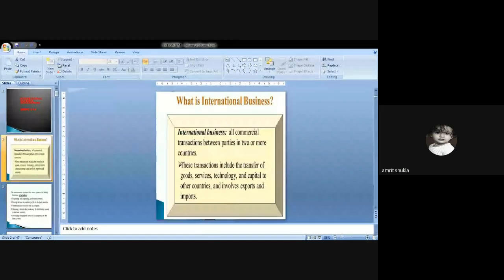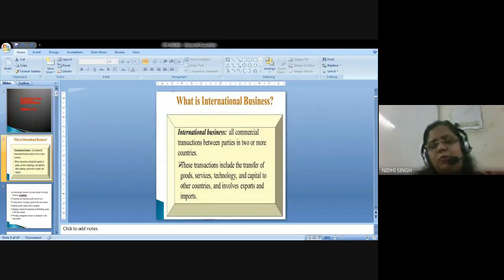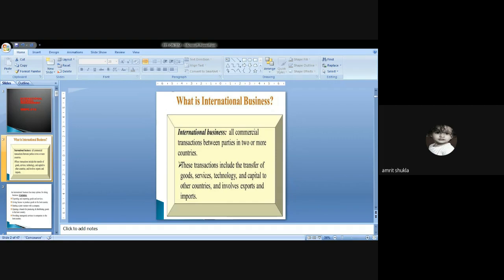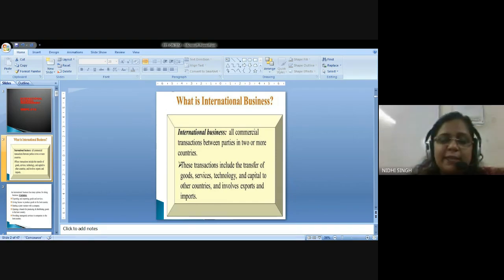One more thing, ma'am. Will you take more lectures for this subject, or only a single lecture? Only 2 lectures are allotted, okay? So I will try to cover the blocks. Actually, there are 4 blocks now. I will try to cover as much as I can in 2 lectures, okay?